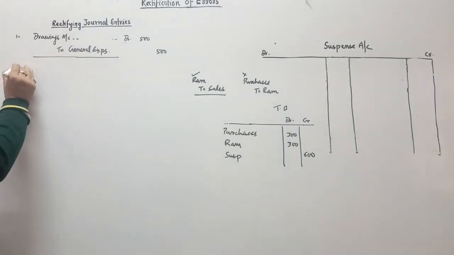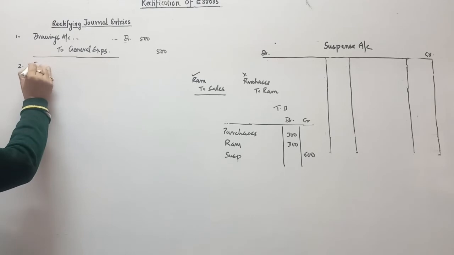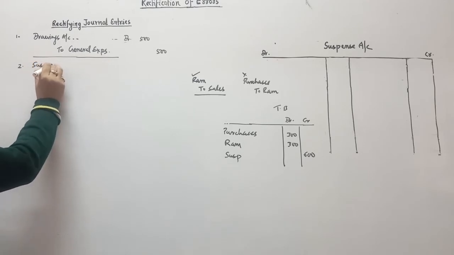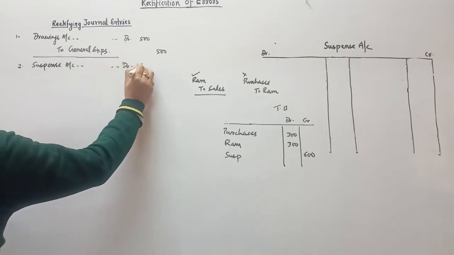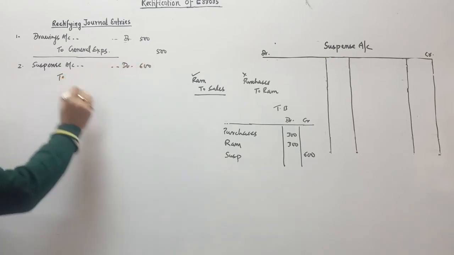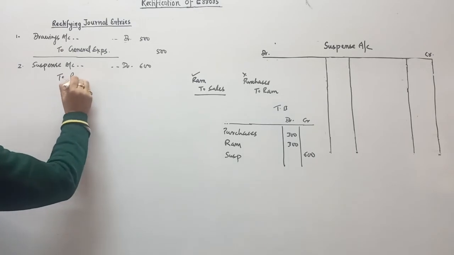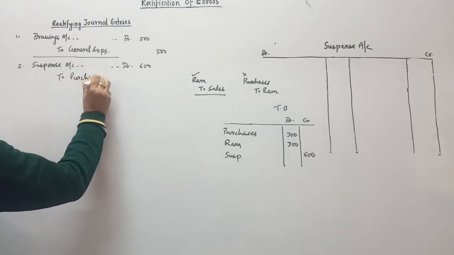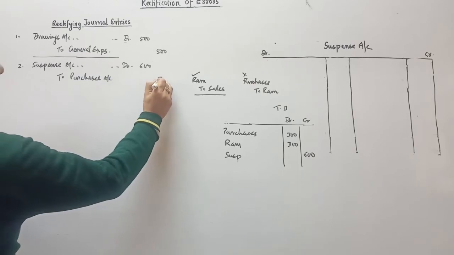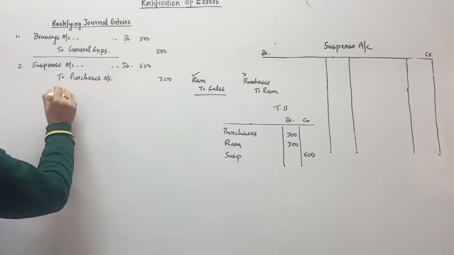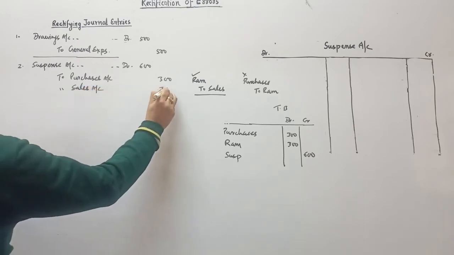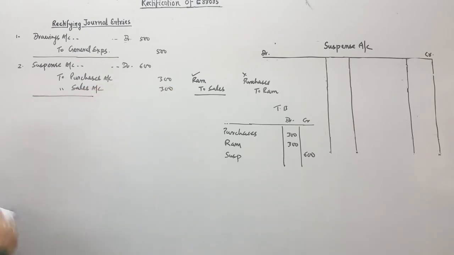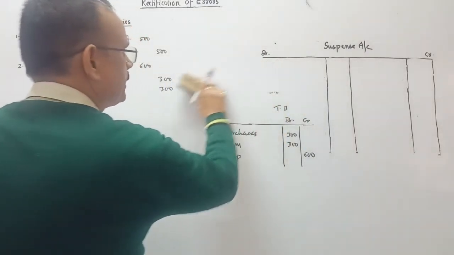Now rectify it. First of all, cancel the suspense account. For cancelling the suspense account, we have to debit the suspense account by 600. Next, you have to cancel the purchase account. For cancelling the purchase account, you have to write on the opposite side, and sales should be at the right position. So credit the sales account 300. So this is the rectification of the second error.